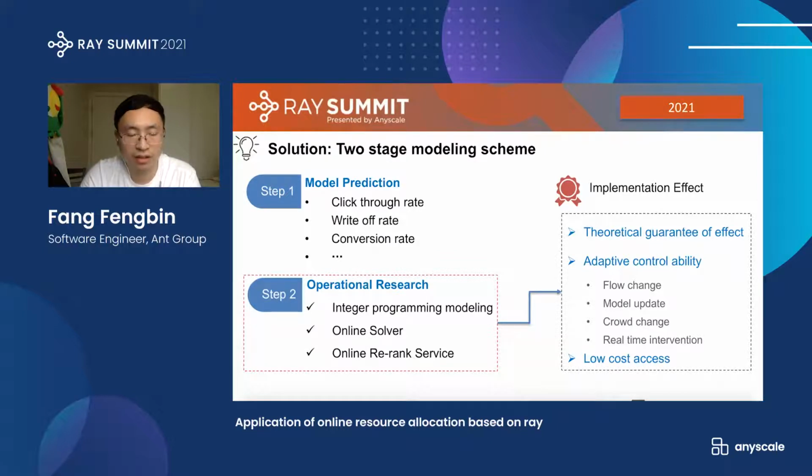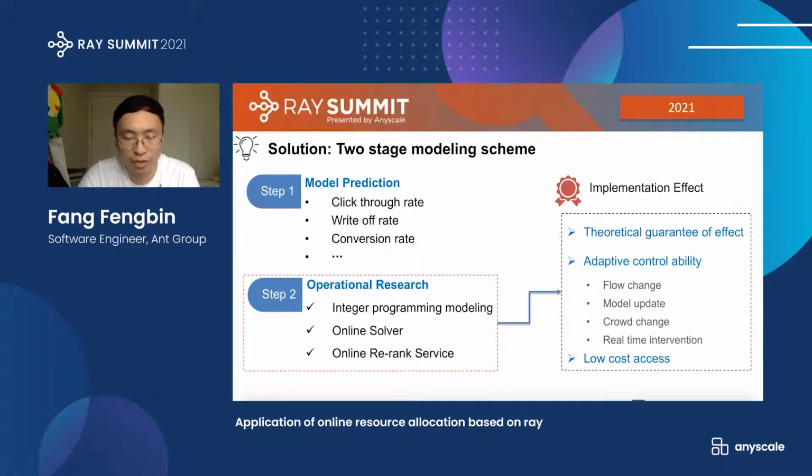The core of the second stage is operational research, which mainly includes three parts. The first is integer programming modeling. The second is online solving. The third is online re-rank serving.